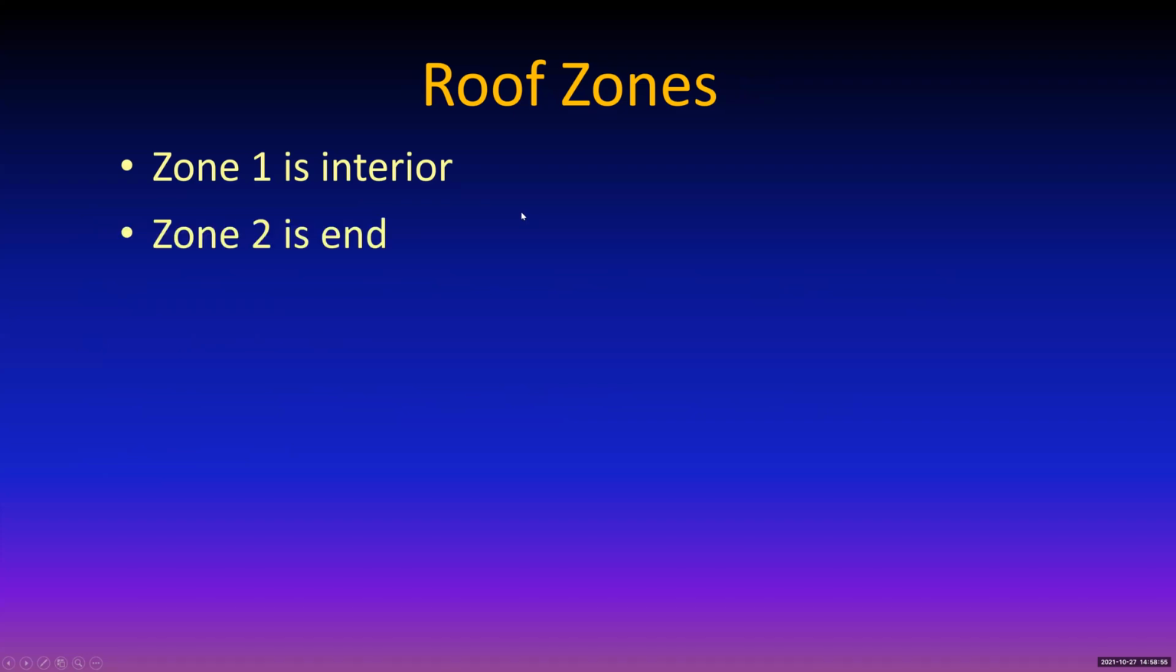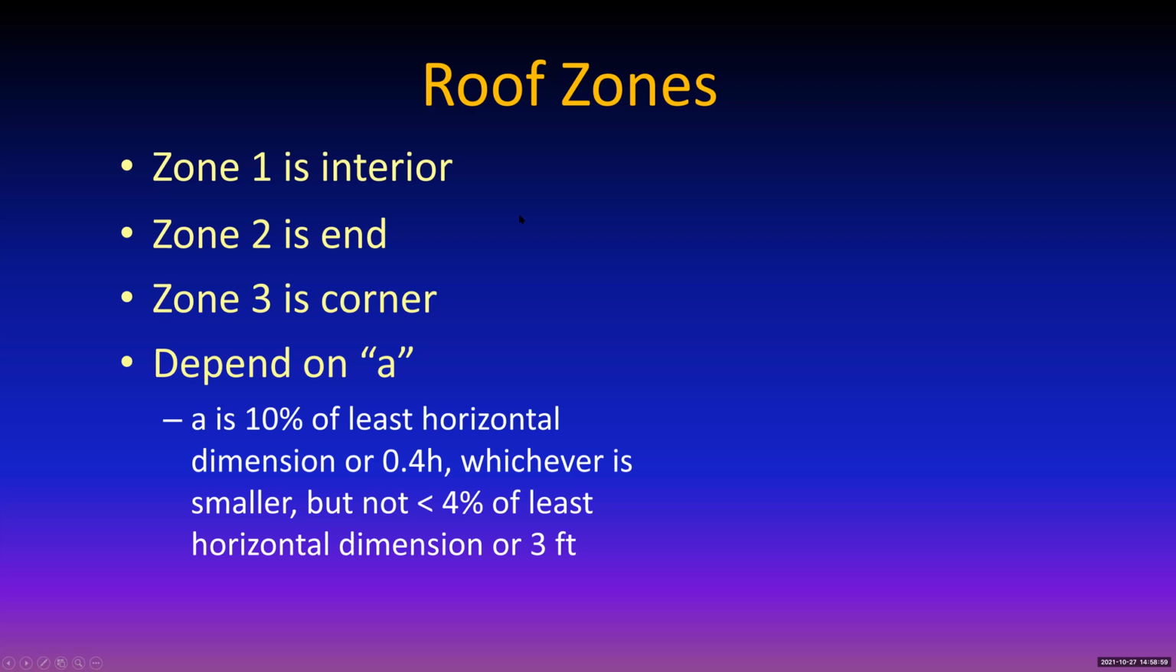Okay, zone 1 is an interior, zone 2 is the end, zone 3 is a corner. And there's this quantity A, defined by the American Society of Civil Engineers in ASCE 7-16 as 10% of the least horizontal dimension.